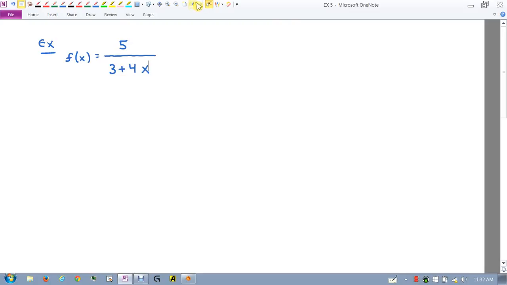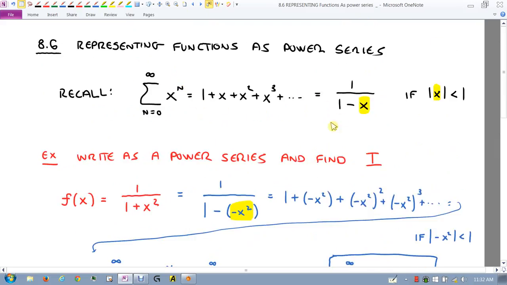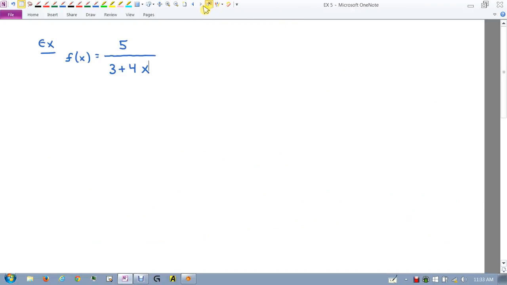And really, we're going to be focusing all of our attention on using this geometric series for these problems, at least for now. So I want to try and make it like this: 1 over 1 minus some junk, right? That's what I'm going to try and force to happen here. So the first thing I'm going to do is just pull the 5 out of the whole thing.